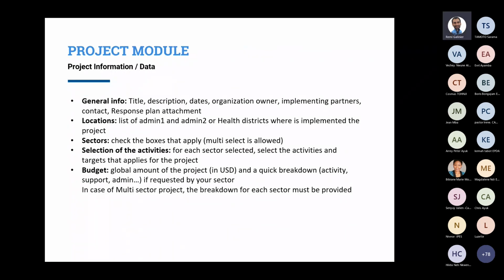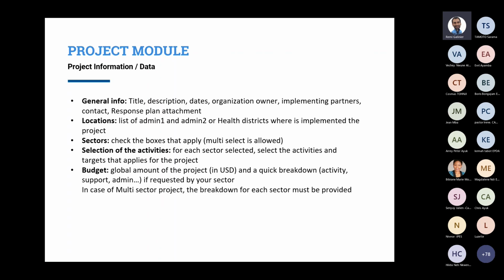So for the information and data needed to fill in the form for the project, you will have some general information like the title, the description, the date, the owner organization, the implementing partners, the contacts, the response plan attachment like Cameroon HRP 2023. Then the list of locations, where you will have the list of admin 1, so the regions in the country, as well as admin 2 and health districts.